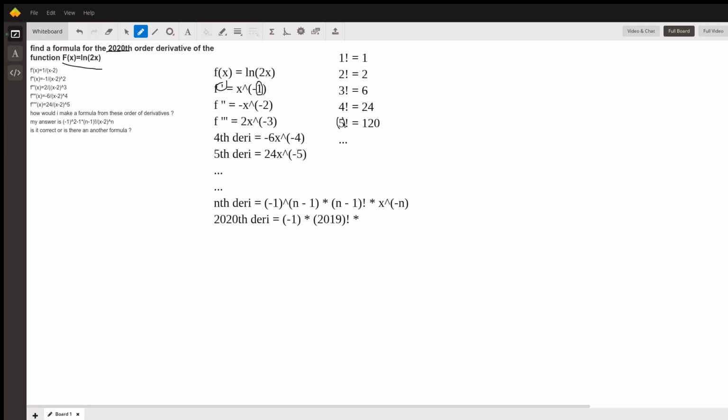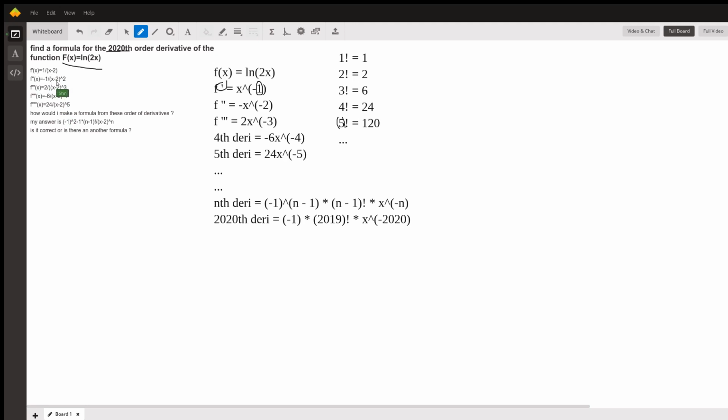Times 2019 factorial, which I obviously will not calculate without a calculator because that's a really big number. And then you'll do x to the power of negative 2020. Okay, and that is the expression for the 2020th order derivative.